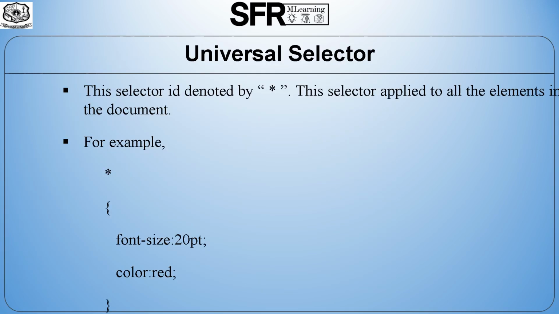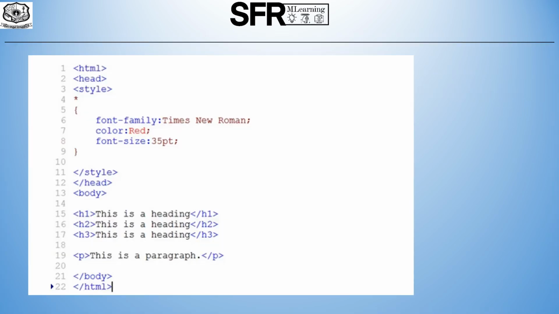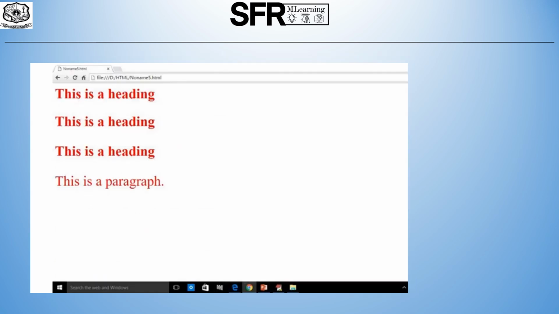The next one, universal selector. The universal selector is denoted by the asterisk symbol. The selector is applied to all the elements in the HTML document. In this example, we have the 3 heading elements h1, h2, h3 and the paragraph elements. Apply the style for all these elements in the document using the universal selector. Inside the style tag, the universal selector has the following styles: font family Times New Roman, color red, font size 35 points. Then save and run the HTML document. The following output will be displayed on the browser.